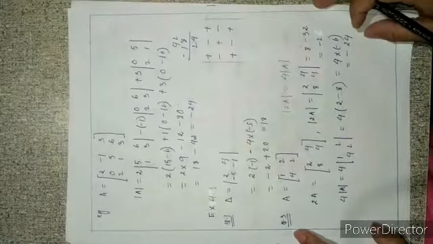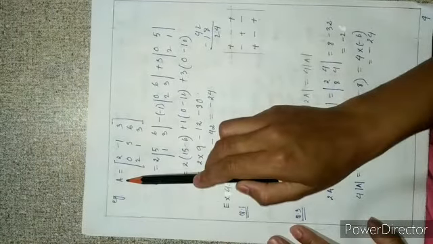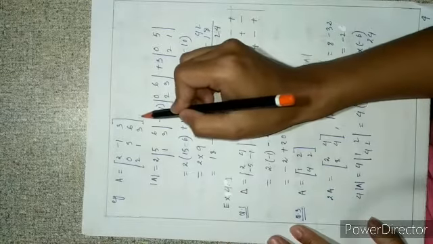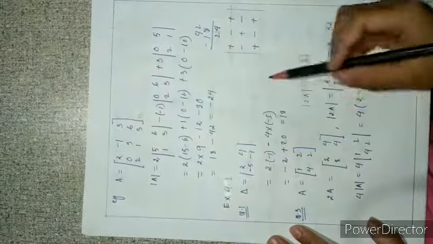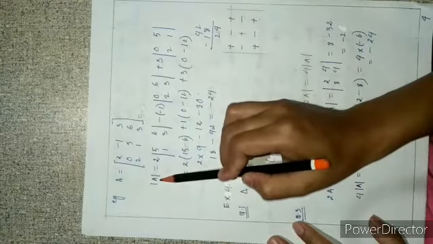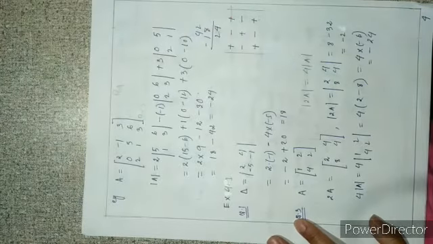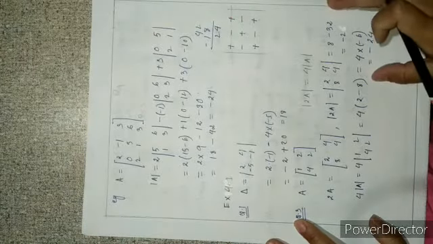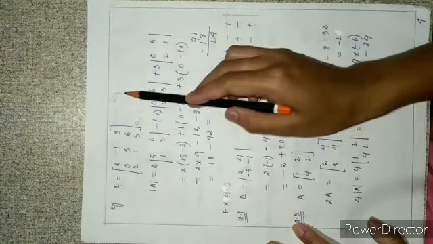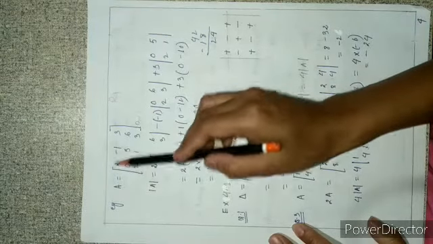Let's look at an example. Find the determinant of this square matrix A of order 3 whose elements are given like this. We can expand along any row or column; let us expand along R1, the first row. Expanding the determinant along the first row, we start with 2.